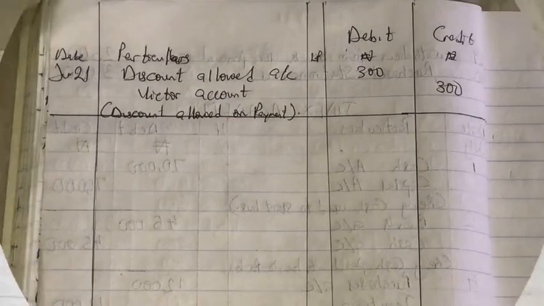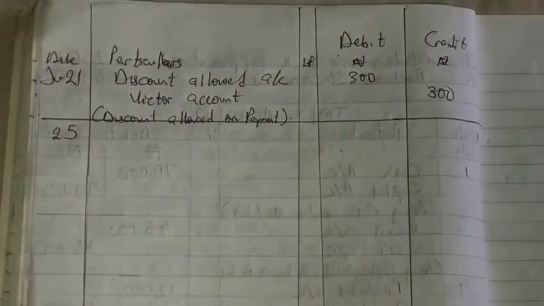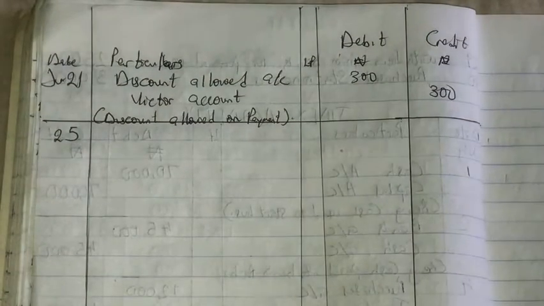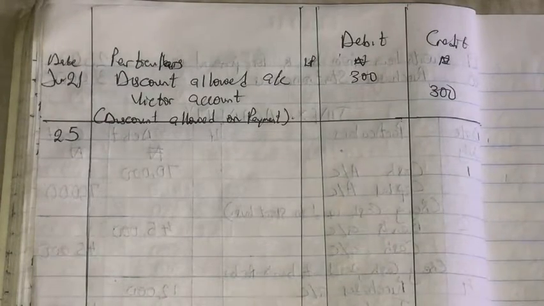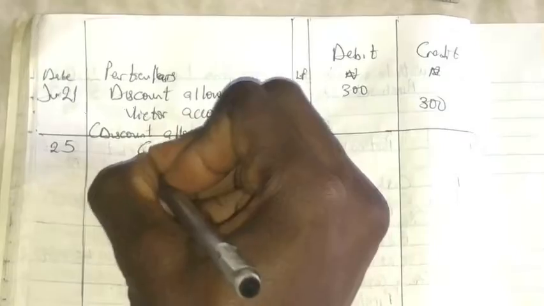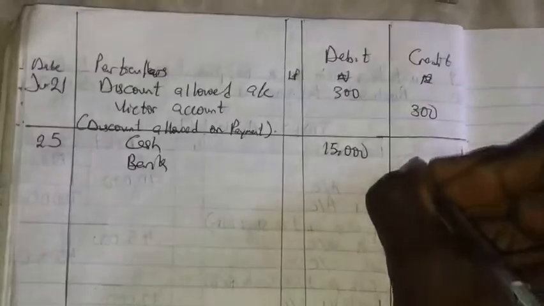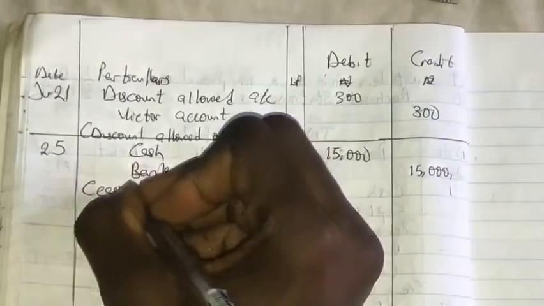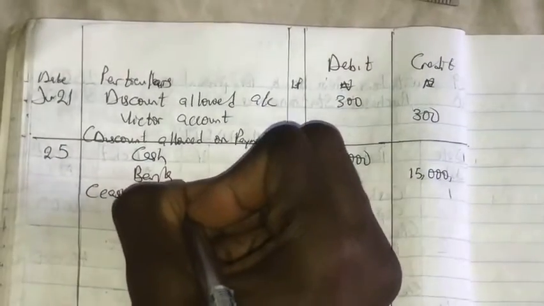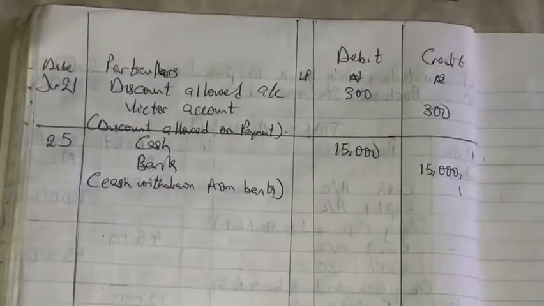July 25th, withdrew cash from bank. Put your date. Withdrew cash from bank for office use. So that's the contra entry, because it's for office use or business use. So it's a contra entry. Withdrew cash from bank. So cash is receiving, bank is giving. How much? 15,000 naira. 15,000 naira. Being cash withdrawn from bank. Then you cross it out.